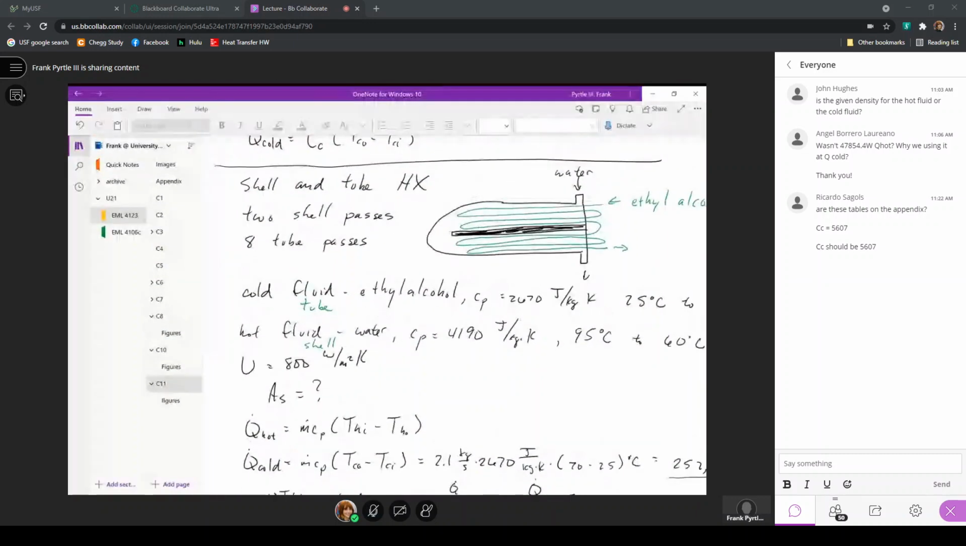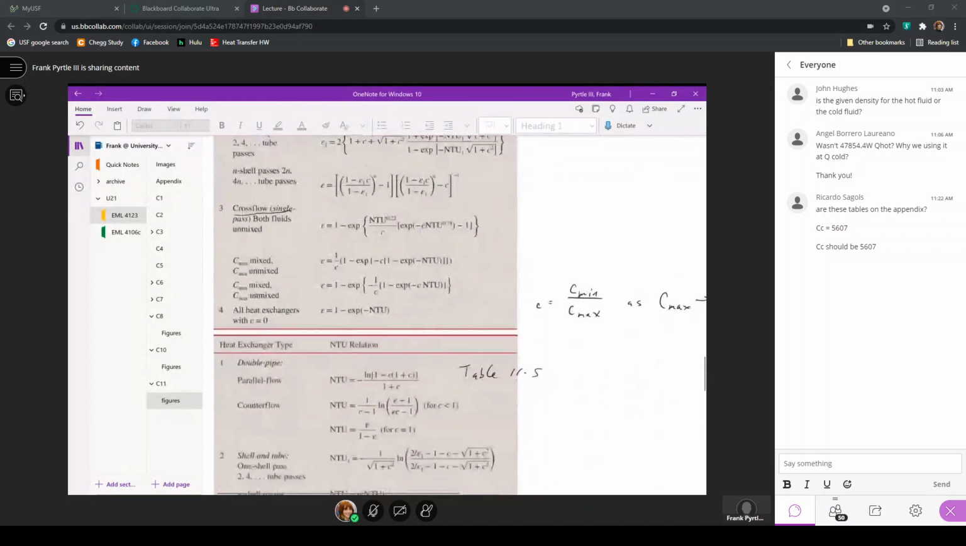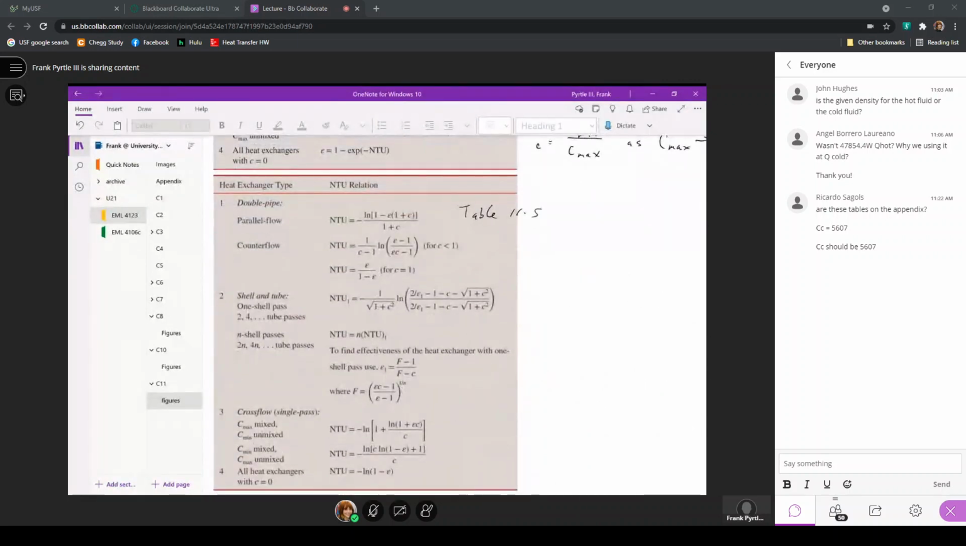tube passes, we go back to the figures here. We wanted to find the number of transfer units for a shell and tube heat exchanger. This is 1 shell pass, 2 or 4. So we have 2 shell passes and 4 tube passes per shell pass. So here, we have 8 tube passes. These expressions apply for all of these expressions here. 4 times n will give us that 8. So here, the number of transfer units is n times NTU1, where NTU1 is this expression.